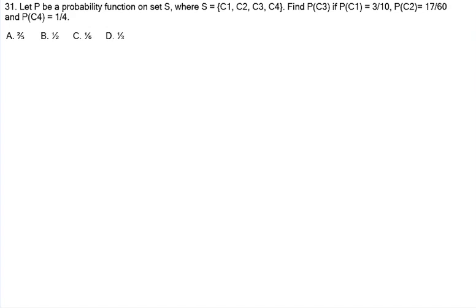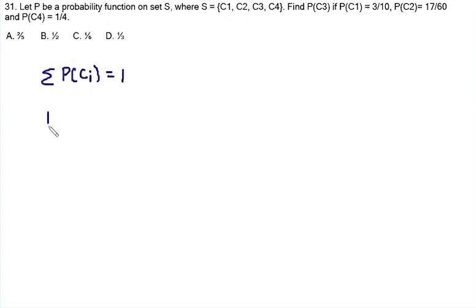Okay, so for question 31, let P be the probability function on set S, where S is all of these values C1, C2, C3, C4. Find the probability of C3, if the probability of C1 is this, the probability of C2 is this, and the probability of C4 is this. The only information you need to know is that the sum of the probabilities of all of these things happening on this set, let's call them Ci's, is equal to 1. That's the only thing you need to know.